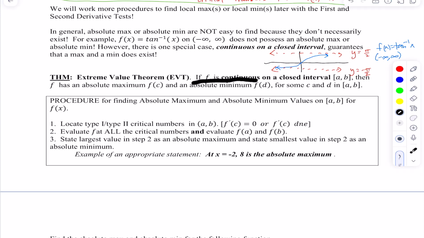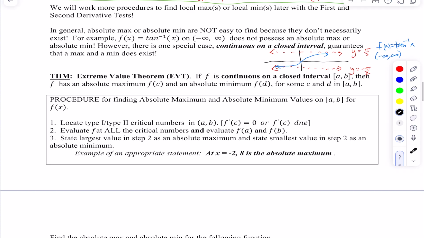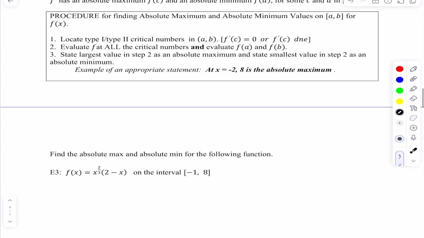And this theorem is known as the extreme value theorem. If f is a continuous function on a closed interval [a, b], then f has an absolute maximum, f of c, and an absolute minimum, f of d, for some c and d in this closed interval [a, b]. So this is a very special case in which we could analyze for a maximum or minimum, not only any maximum or minimum, it's an absolute max and an absolute min. And so here is the procedure for doing that.